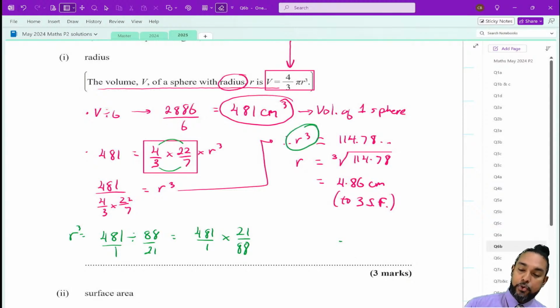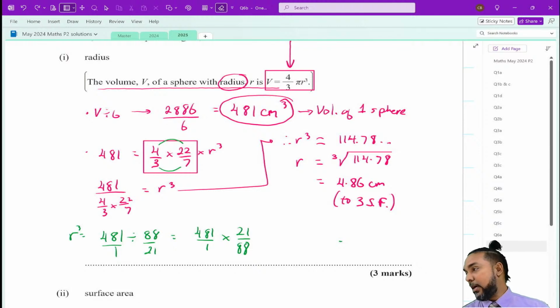The cube root of r cubed is just r, and the cube root here, you plug it into your calculator, and we get approximately 4.86. All right? You're so lost. Well, I don't know how long you're following, so if you just jump in, then yeah, you might be lost. But let's continue and see if you get unlost.